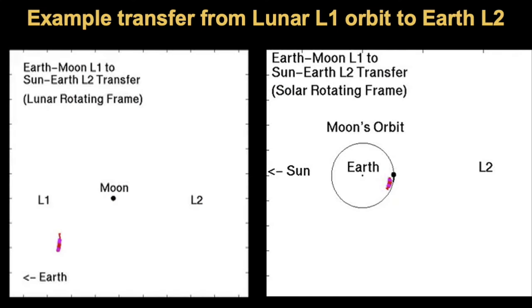What's a ballpark delta V for doing that? Get out there. Zero.